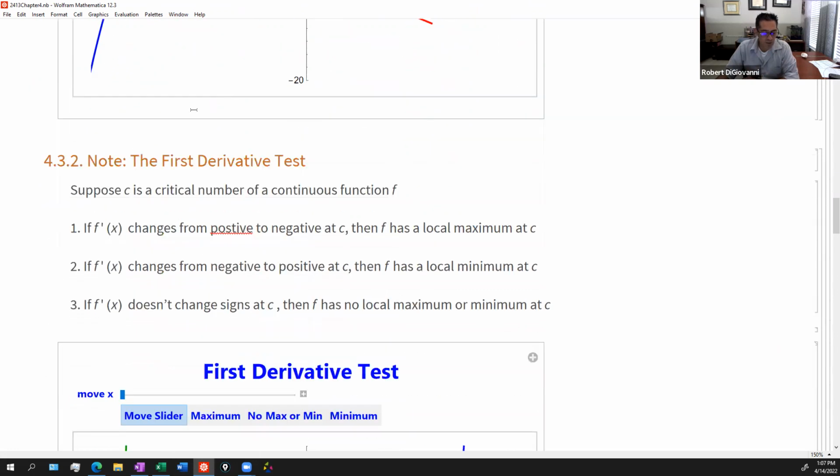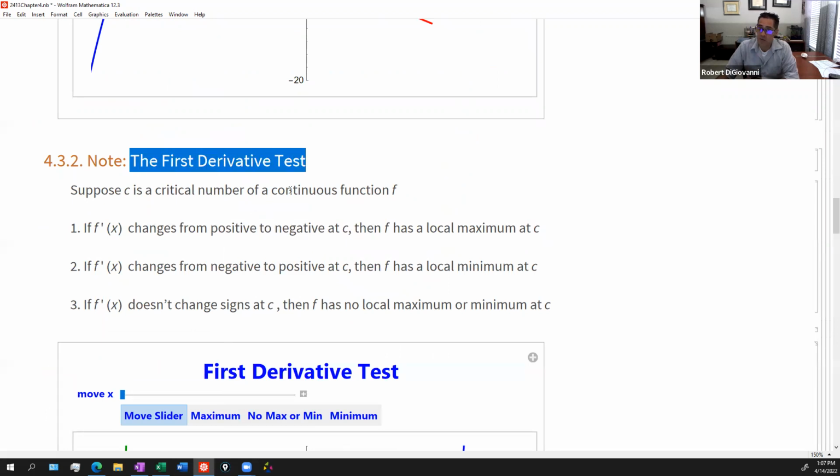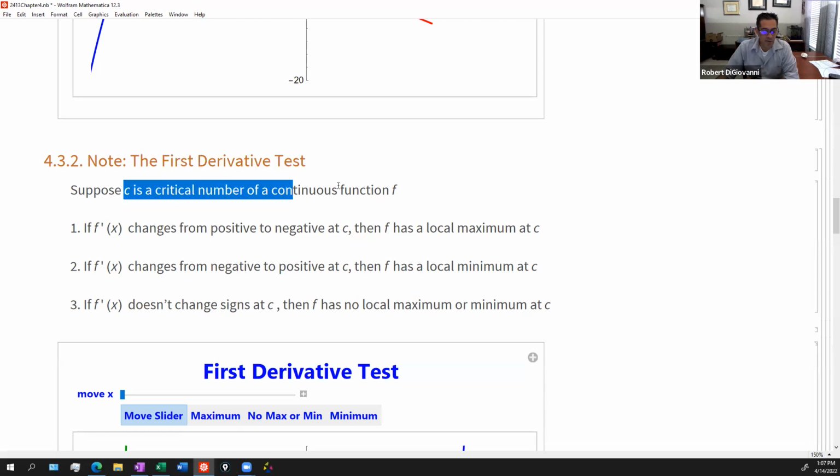So this leads us to the first derivative test. This is a test that we can use. Suppose that c is a critical number of a function. Critical numbers we studied in 4.1. A critical number is anywhere that the derivative is 0 or anywhere that the derivative doesn't exist.